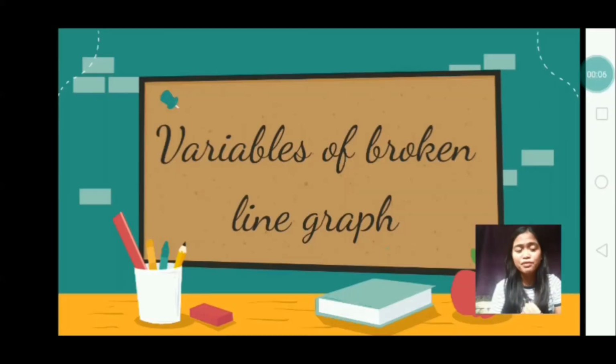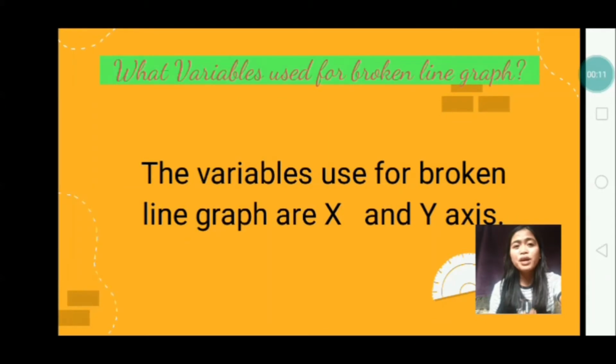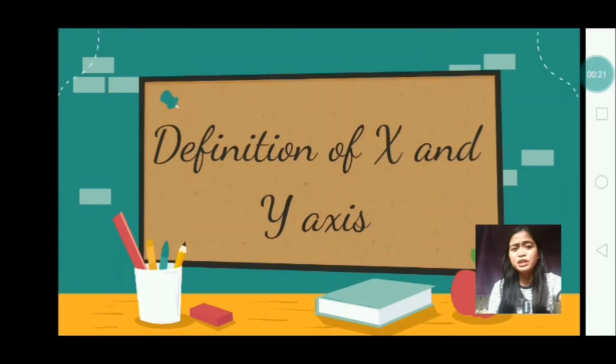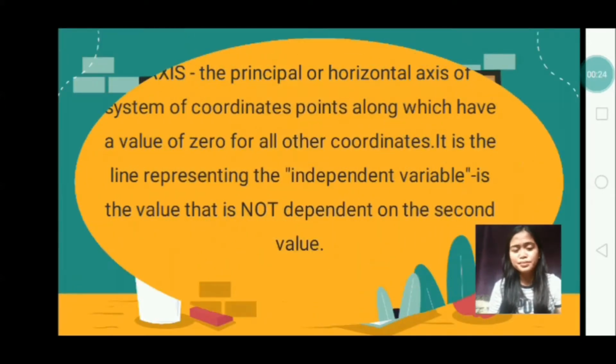Variables of broken line graph and the definition of x and y axis. Now, what variables are used for broken line graph? The variables used for broken line graph are the x and y axis. Let's go to the definition of x and y axis.